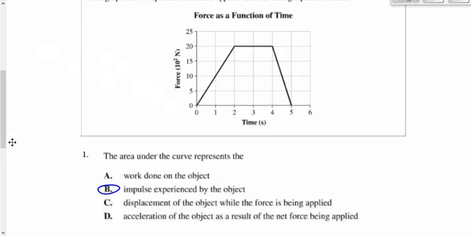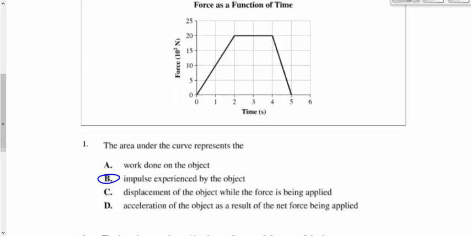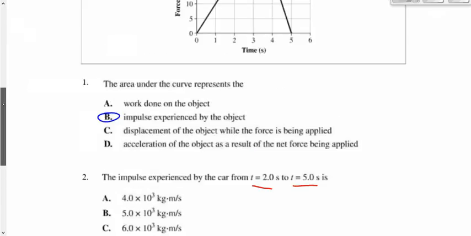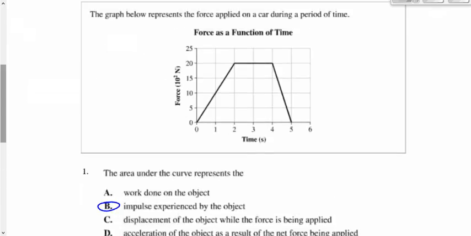Now, the next question is related to this, I believe. Yeah. Oh, it says the impulse experienced by the car from 2 to 5 seconds. We got to be careful with this one, right? From 2 to 5 seconds. What do you think the temptation of people is to do? What do you think that people will do to make a silly mistake? Yeah, like that would be so easy to calculate the total area there, right? That's not what we want, though.